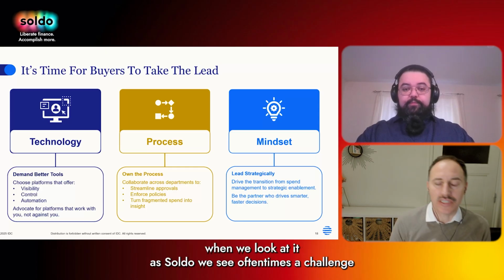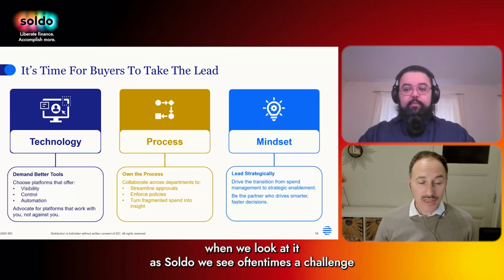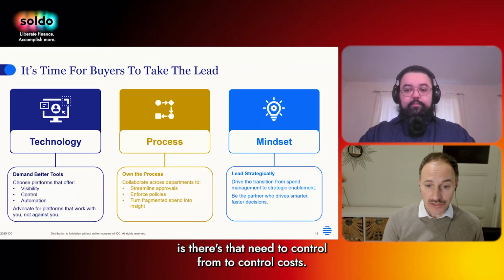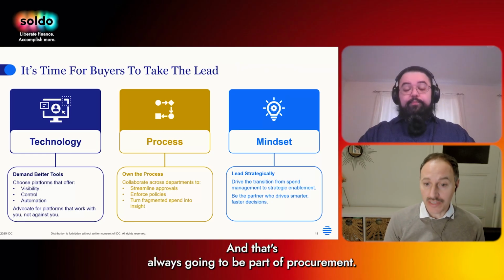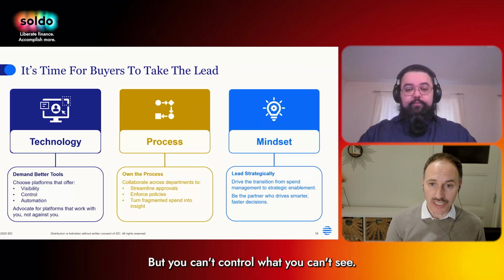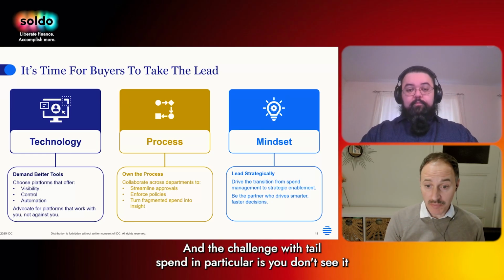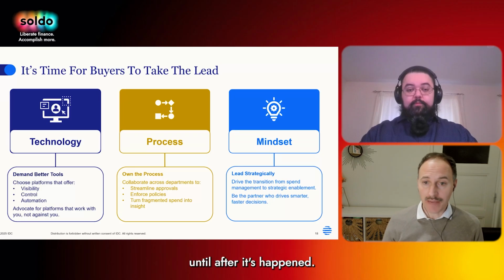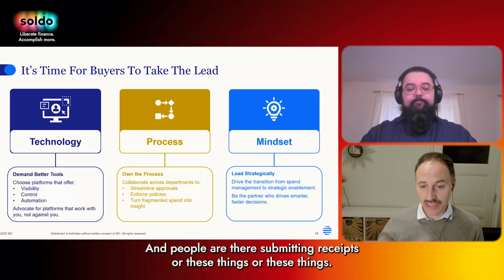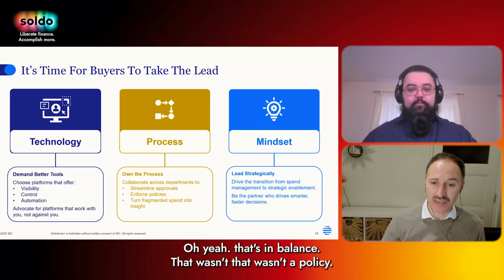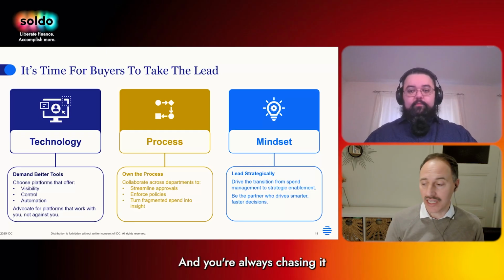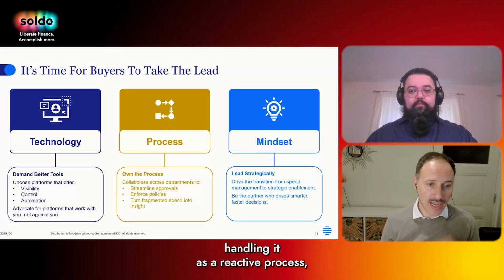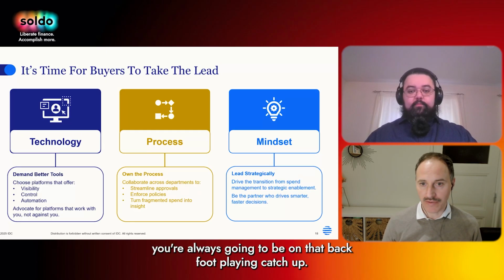When we look at it at Soldo, we see oftentimes a challenge is that need to control costs, and that's always going to be part of procurement. But you can't control what you can't see. And the challenge with tail spend in particular is you don't see it until after it's happened. People are submitting receipts, and you say, oh yeah, that's in bounds, or that wasn't in policy. If you're handling it as a reactive process, you're always chasing it, always on that back foot playing catch up.